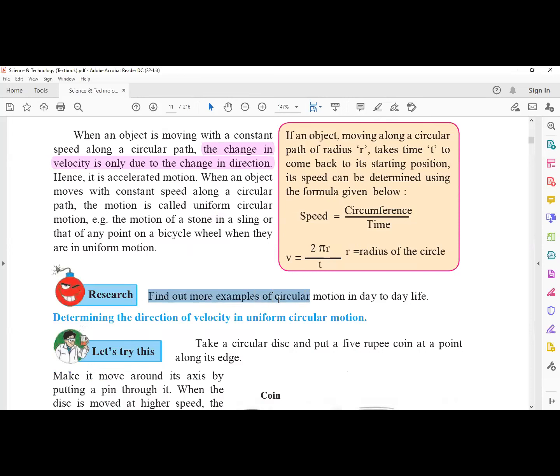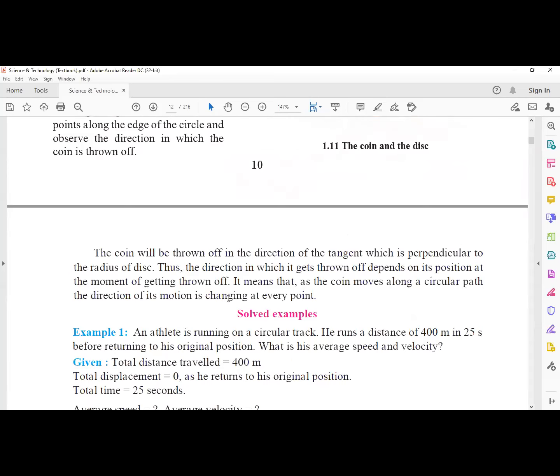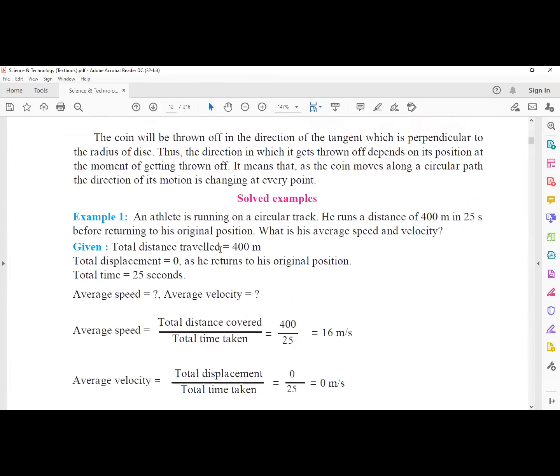Yeah, so you are asked to find more examples of circular motion in our day-to-day life. You can think over it and find examples of circular motion, and during the next session come up with your answer. Now next, determining the direction of the velocity in uniform circular motion. That's what we have discussed.